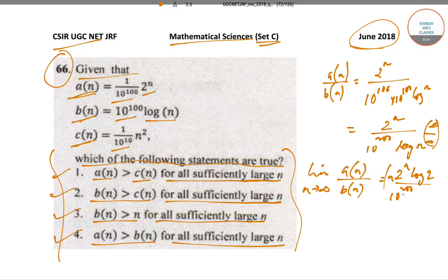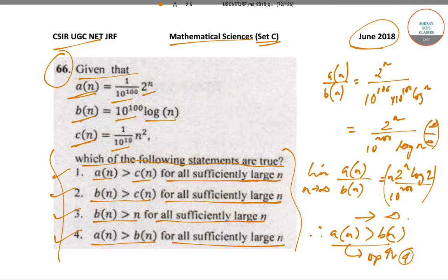So this will be equal to infinity into infinity form. The limit a_n by b_n will tend to infinity as n tends to infinity. So we can say that a_n is greater than b_n. So that implies that option 4 is correct. Option 4 is correct.